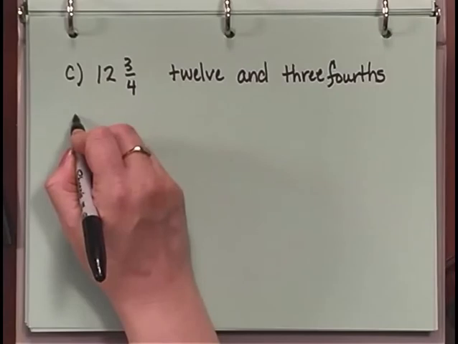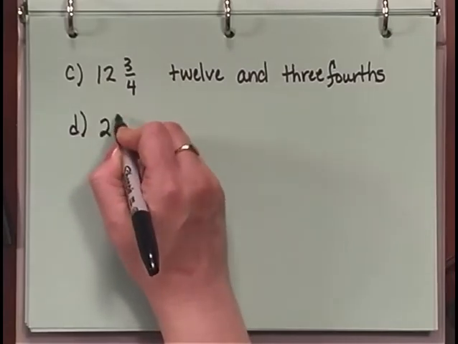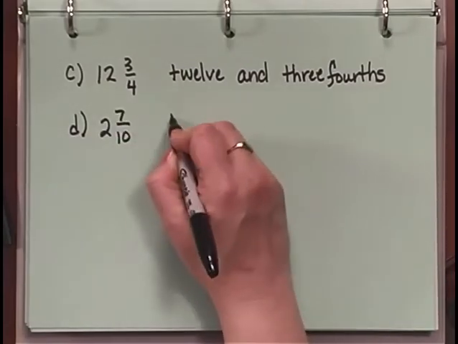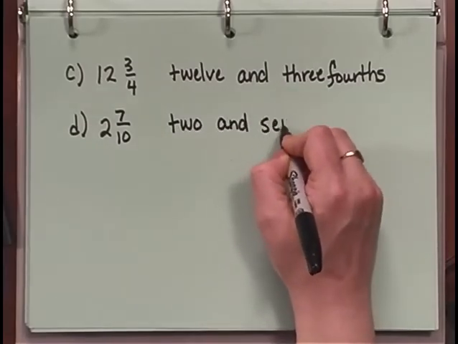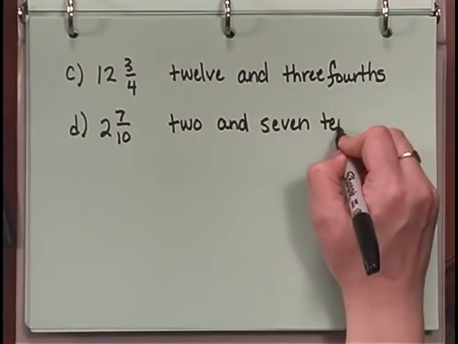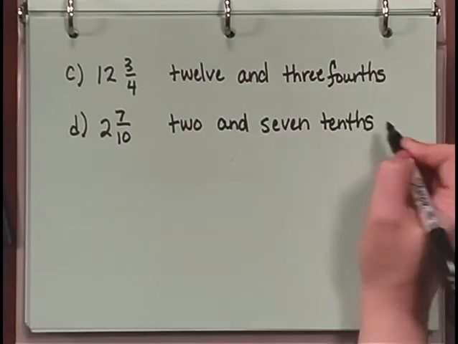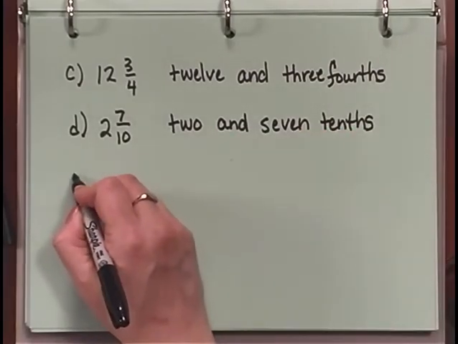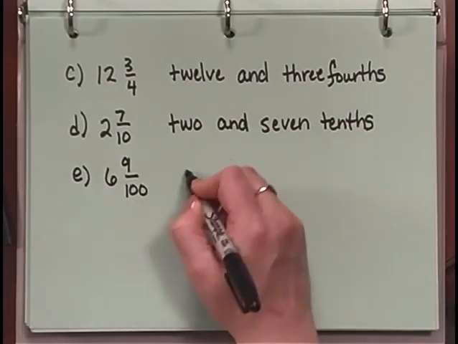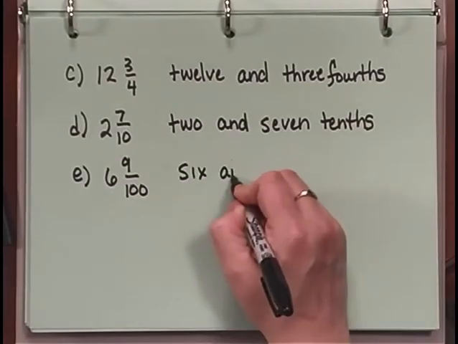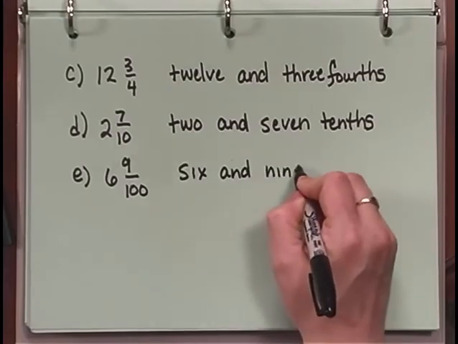Okay. For problem D, we're given 2 7/10. So this is 2 and 7/10. Don't forget the word and. It's very important to the number. Okay. And for problem E, we're given 6 9/100. So 6 and 9/100.